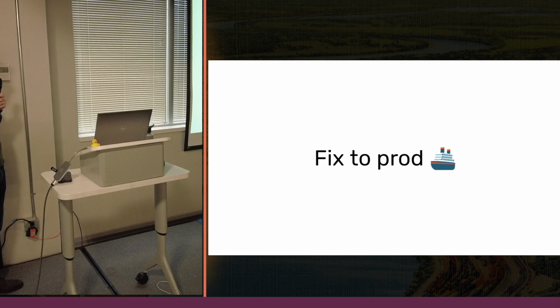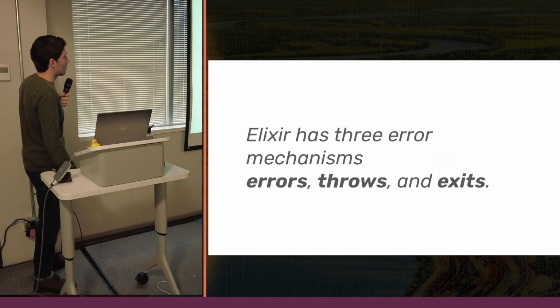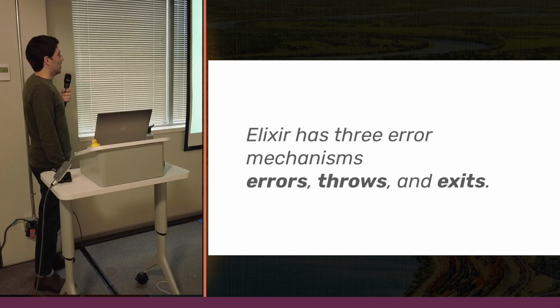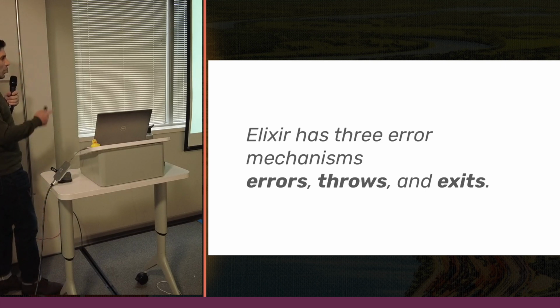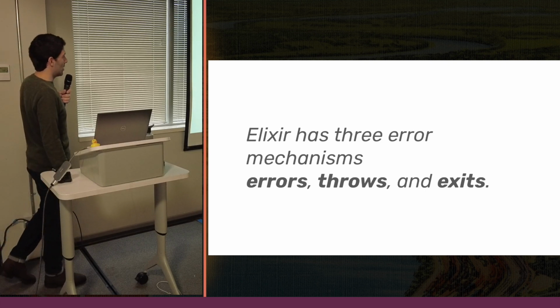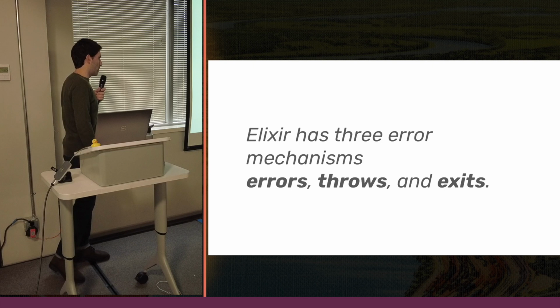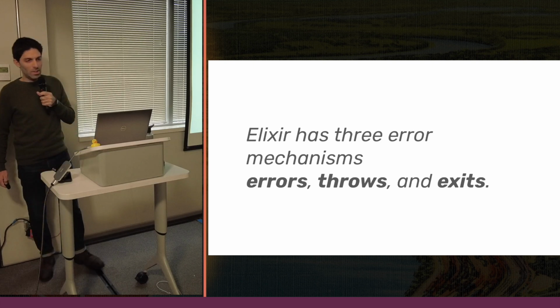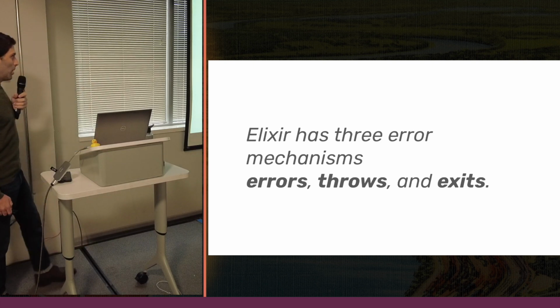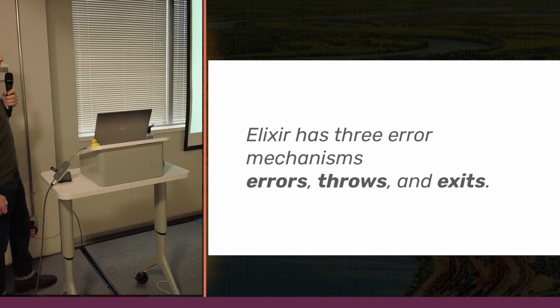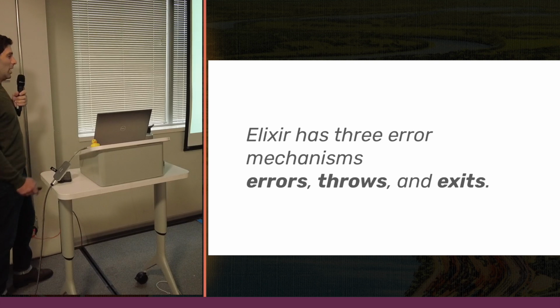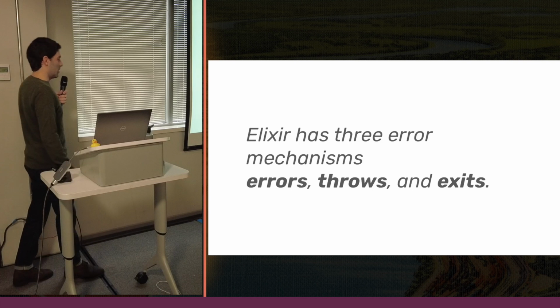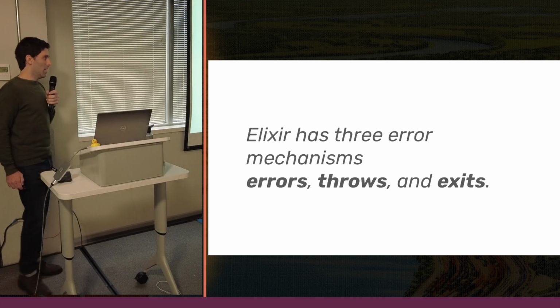Are we tracking everything? We were not. Also quoting the documentation, Elixir has three error mechanisms: errors, throws, and exits. So this is talking about what in Elixir is called the exception kind. In Erlang, it's called the exception class, I think.